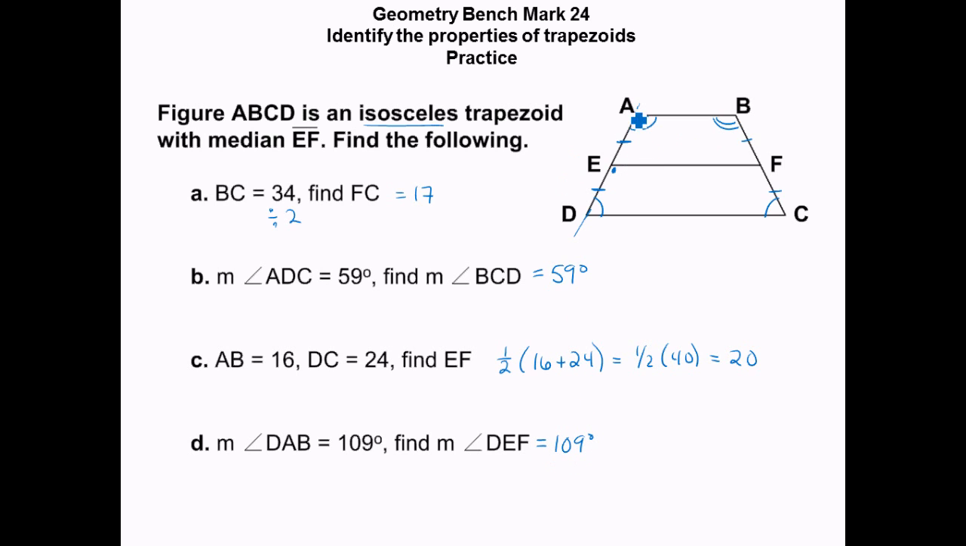So what we could do theoretically when you have that median is go ahead and label these the same and those the same. So when you have an isosceles trapezoid with a median, you get 4 angles that are all the same, and then another set of 4 angles that are all the same.